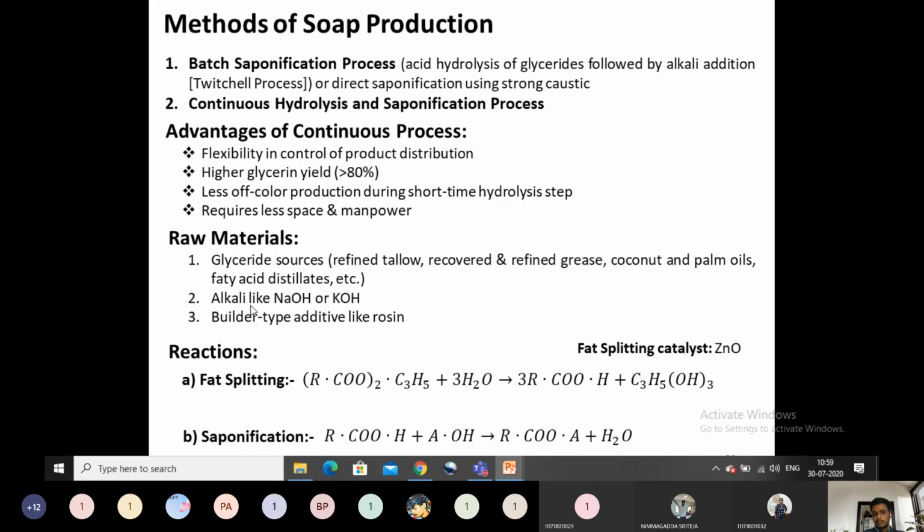Then along with this triglyceride, we need to supply alkali for the saponification, like NaOH or KOH. These are the two raw materials which are the major ingredients of any soap.